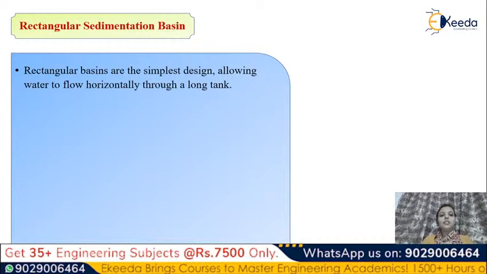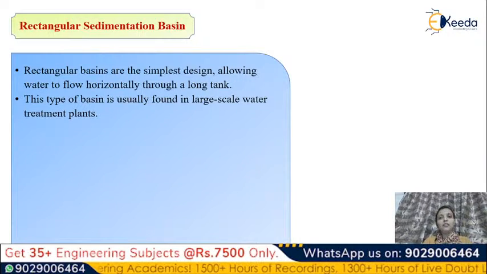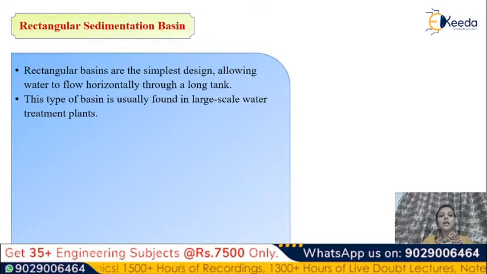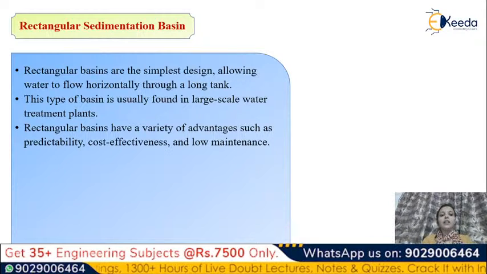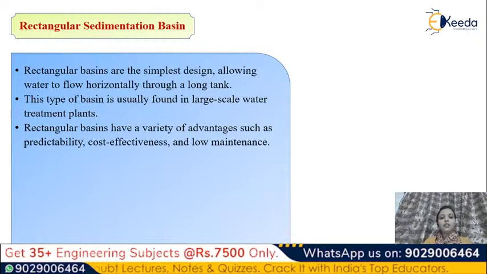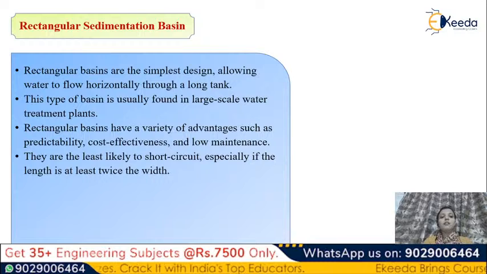The rectangular basins are the simplest design, allowing water to flow horizontally through a long tank. So basically its length will be long. This type of basin is usually found in large scale water treatment plants. The rectangular basins have a variety of advantages such as predictability, cost effectiveness and low maintenance. They are the least likely to short circuit, especially if the length is at least twice the width. Because we are maintaining the longer length of the sedimentation tank, the short circuit problem will get reduced.